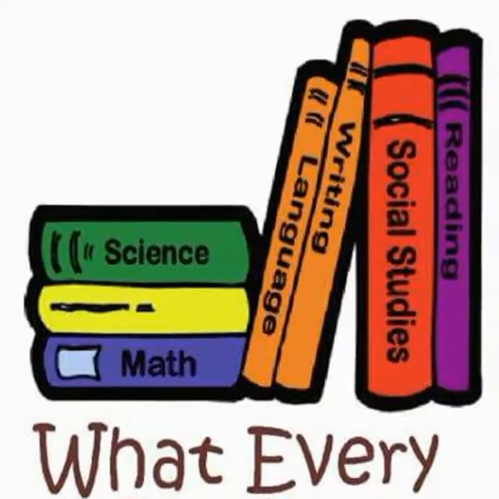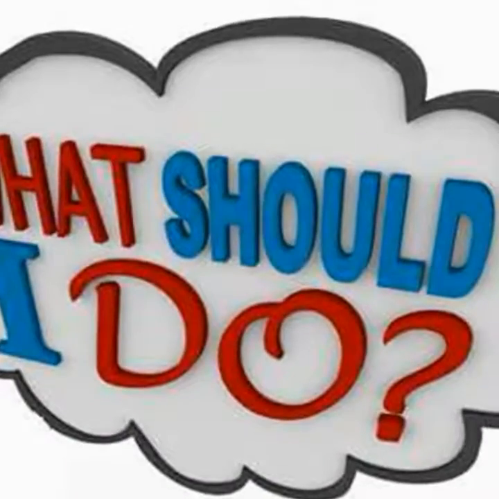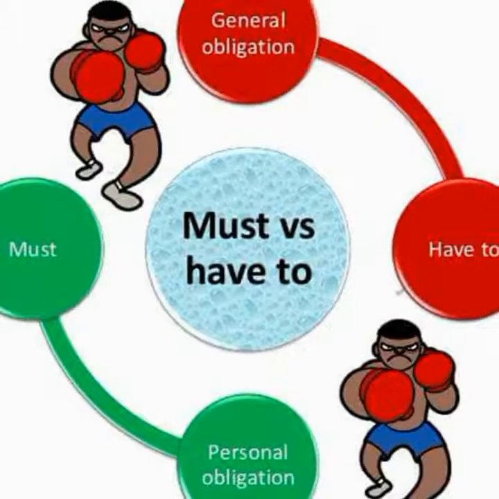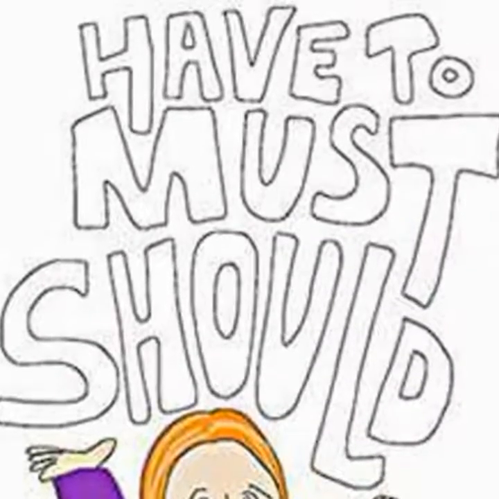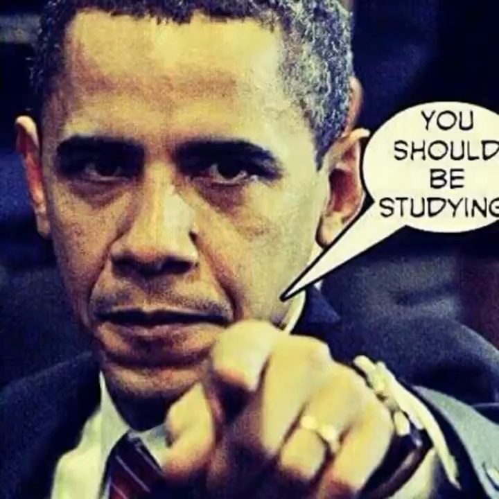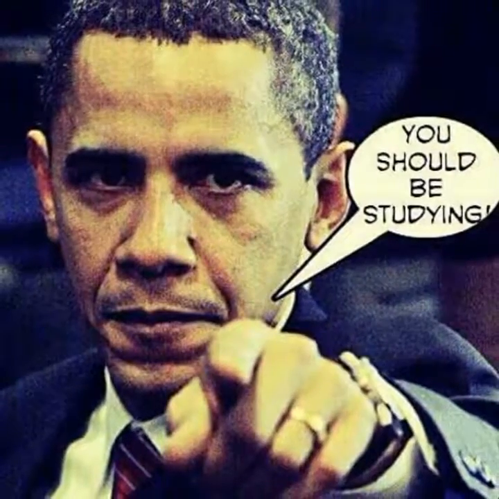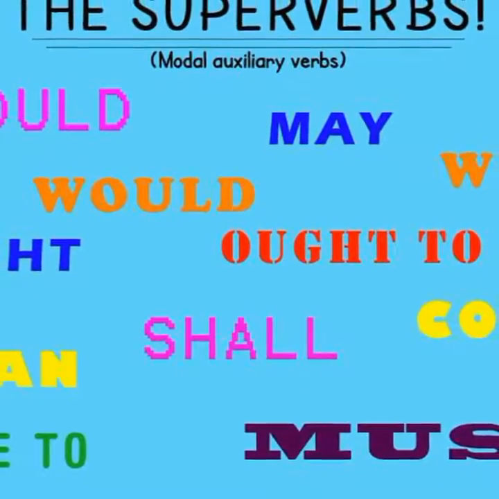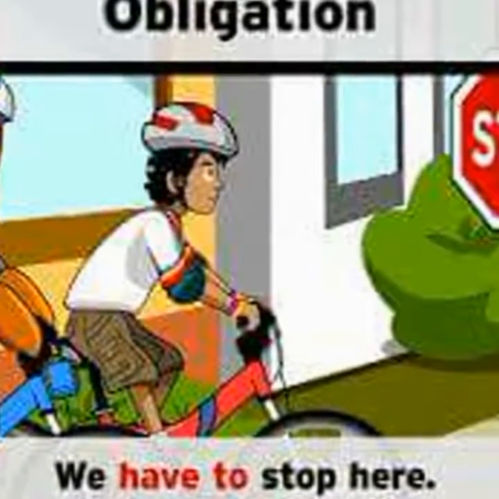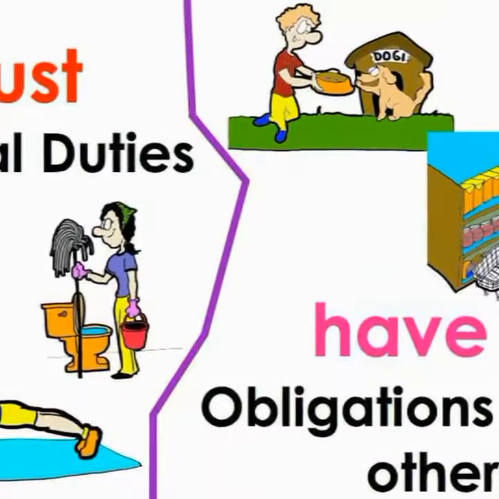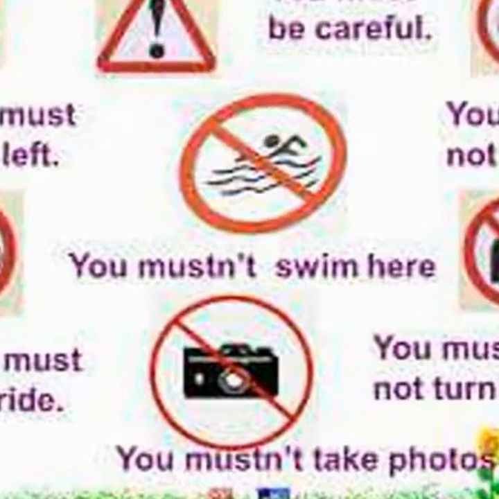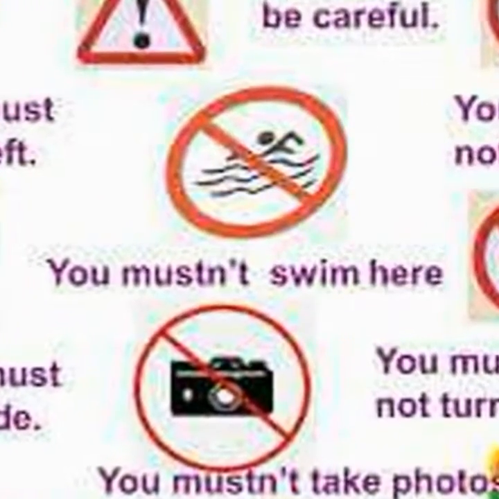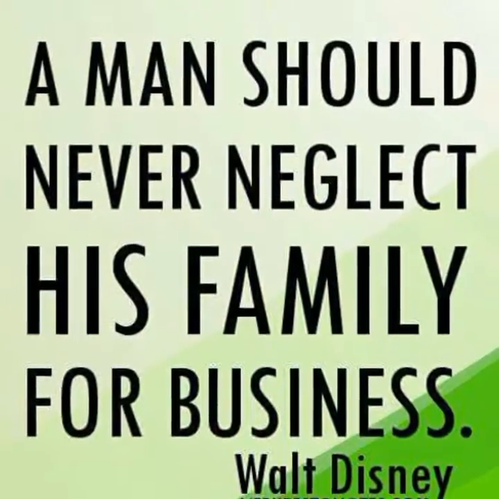With must, the speaker imposes an obligation. With have to, the speaker does not impose any obligation; it merely communicates an obligation that exists. Should is used to give advice. It is a recommendation, not an obligation. It has less force, therefore, than must and have to. If you feel bad, you should go to the doctor.